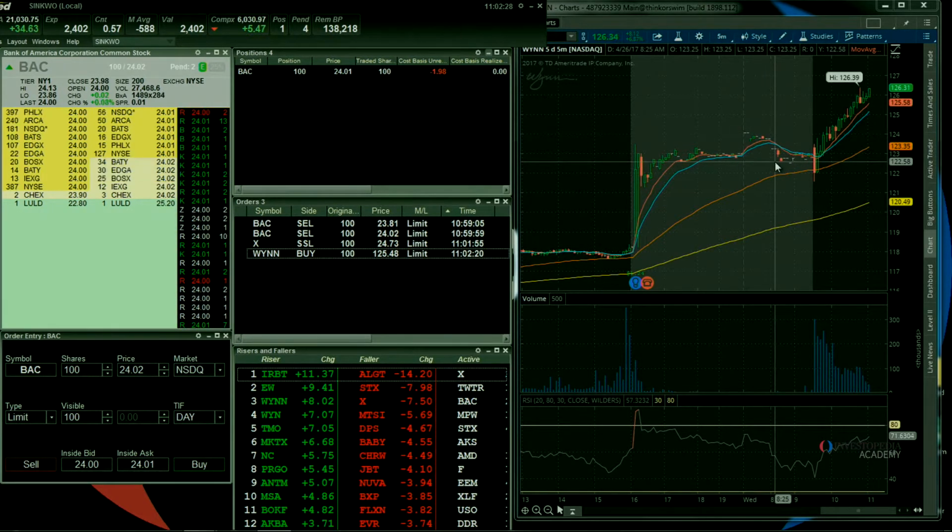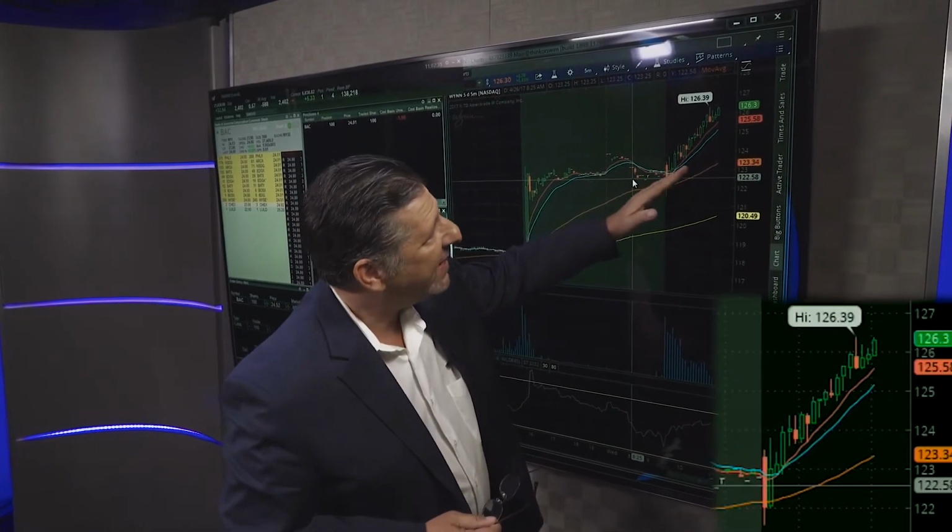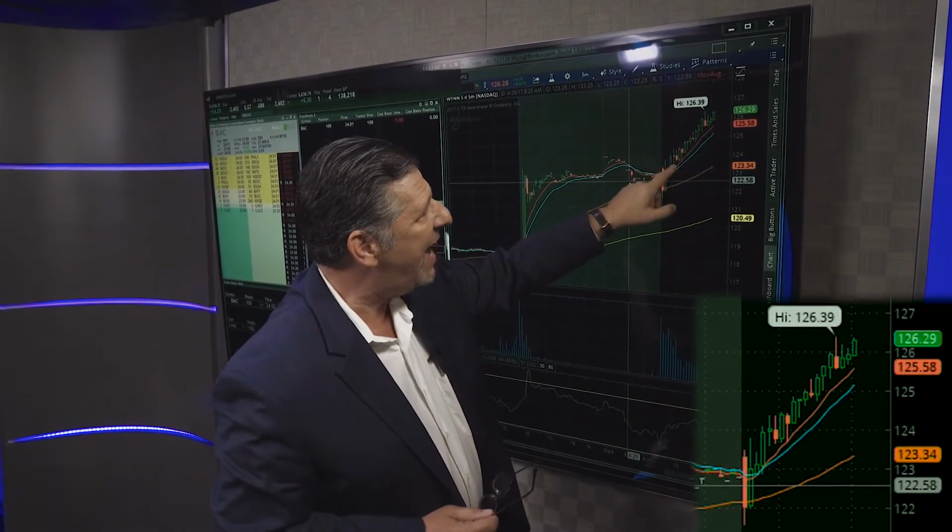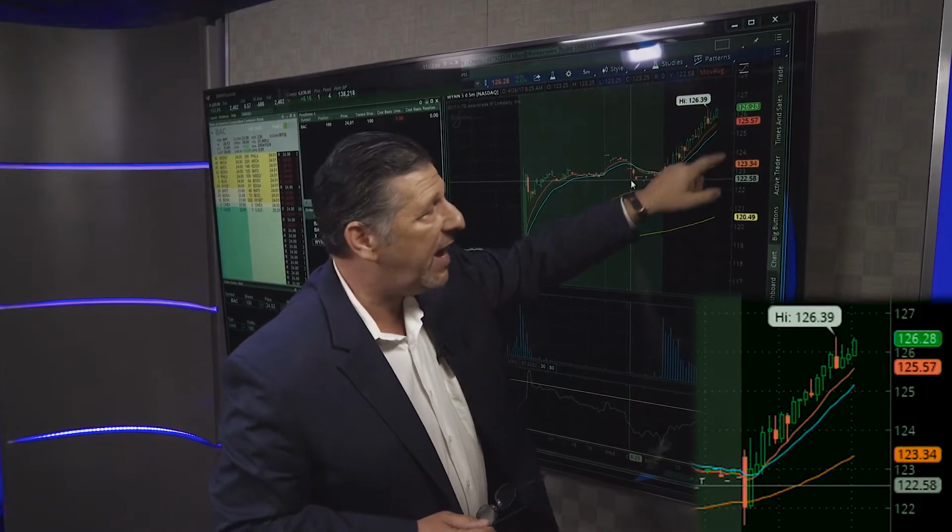What's another trade we can be looking for now in Wynn? Remember we talked about consolidation. That's a period of time when a stock is in a trend that it goes sideways for a little bit, for like 25 or 30 minutes, and then shows us it's going to break out of that trend. Well, if we look at Wynn, it really hasn't given us a chance to do that the entire day.